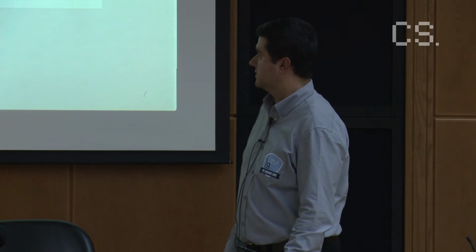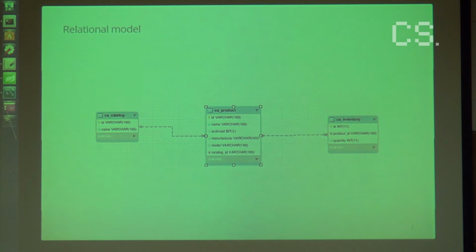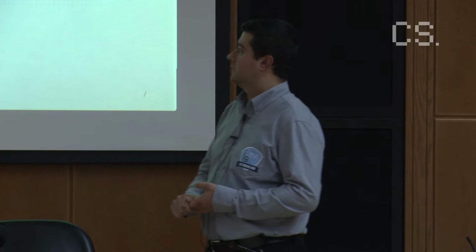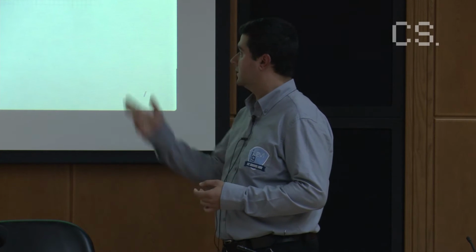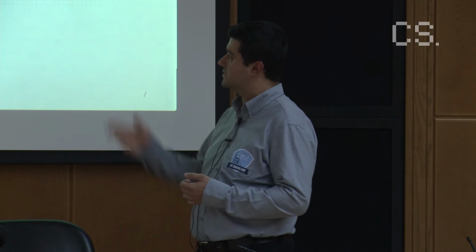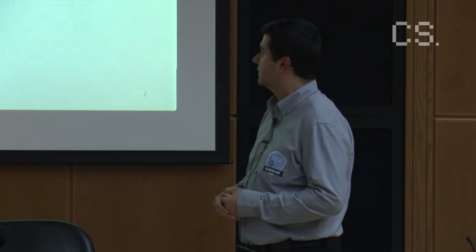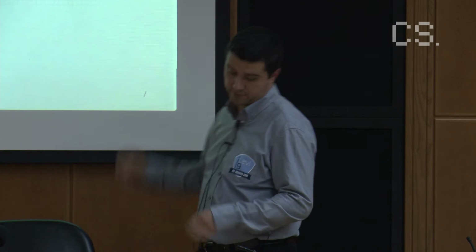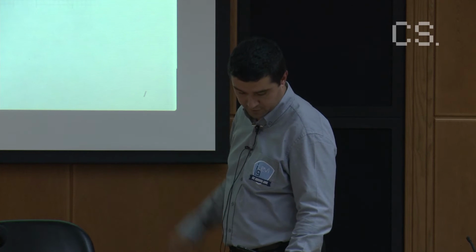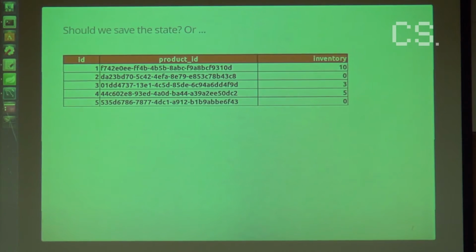So what is event sourcing? I will use this simple model. I have this catalog. I have the products. Products can belong to different catalogs, and I have the inventory for each of the products.